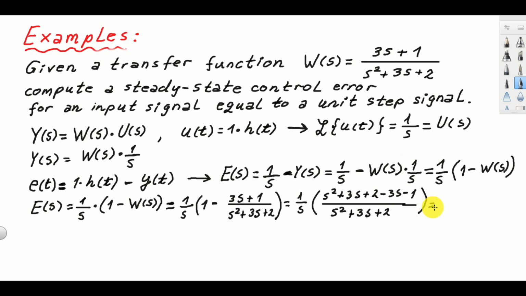And this finally becomes, let's write it over here, E of s is 1 over s multiplying, let's see what we have over here. In the denominator we have s squared plus 3s plus 2, and in the numerator we will have s squared. 3s and 3s can be cancelled. Plus 2 minus 1 is simply plus 1. And that's it.